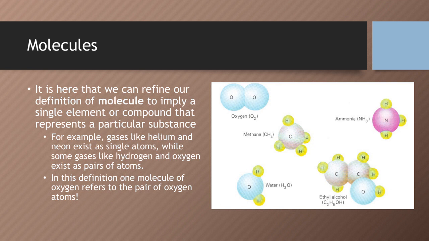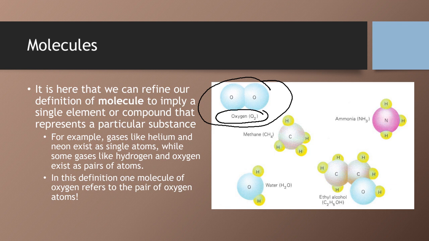So when we talk about oxygen floating around in the air, oxygen occurs naturally in the air as O2. It's two oxygen atoms stuck together. And so when we talk about a molecule of oxygen, we're not just talking about a single oxygen atom. We're talking about this combination of the two, this molecule as it occurs.